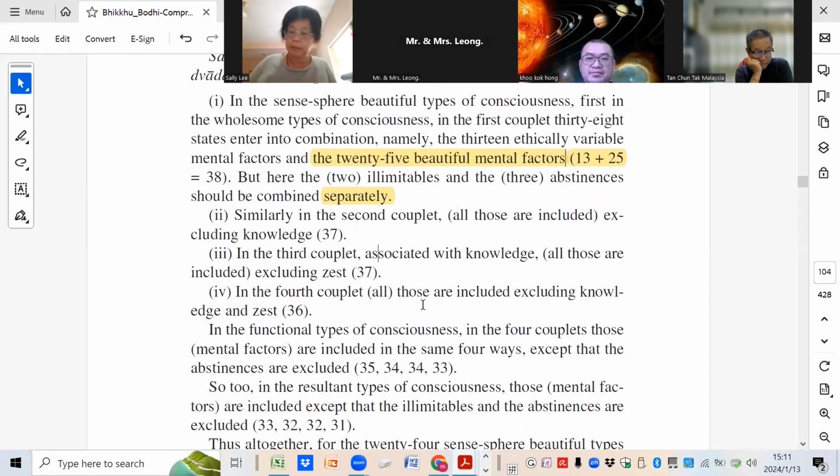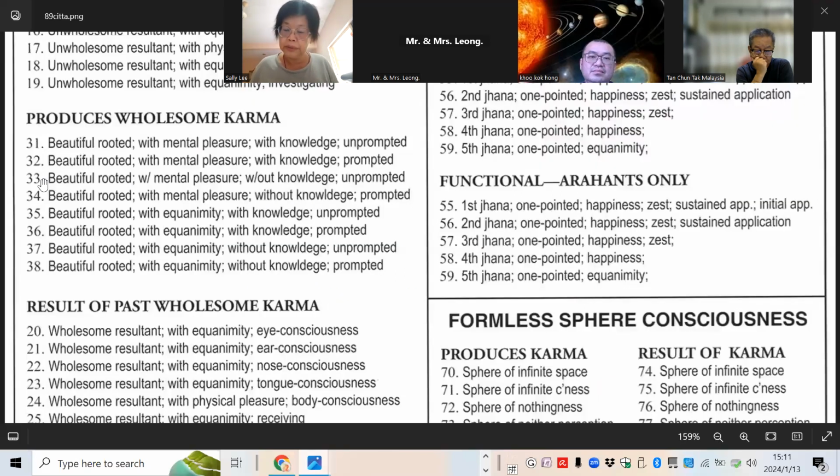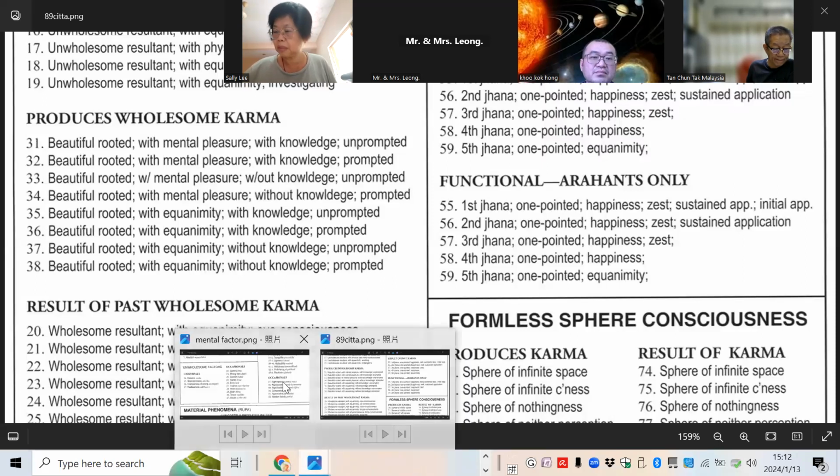Okay, second couplet, we have to exclude the knowledge. Let's take a look. This is the second couplet. You see or not? 33, 34 is the second couplet. We will go pair by pair. The second couplet is the one without knowledge. Without knowledge means that we have to deduct the wisdom in both cases.